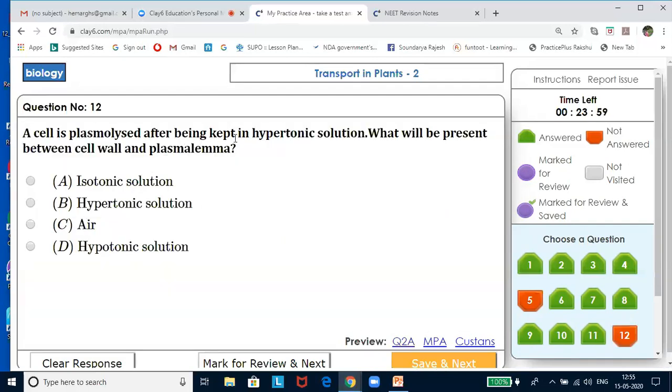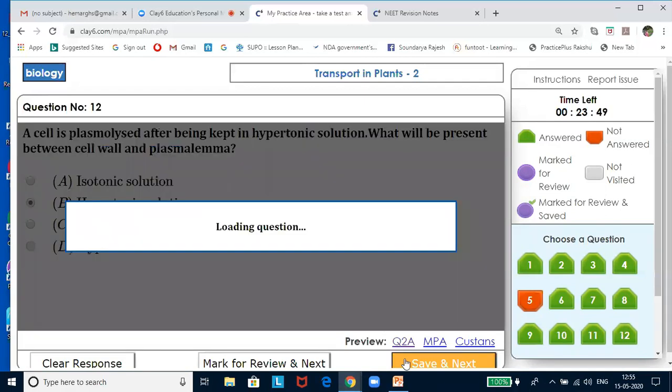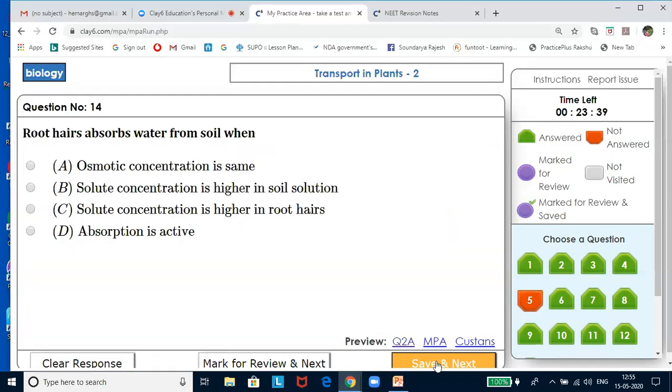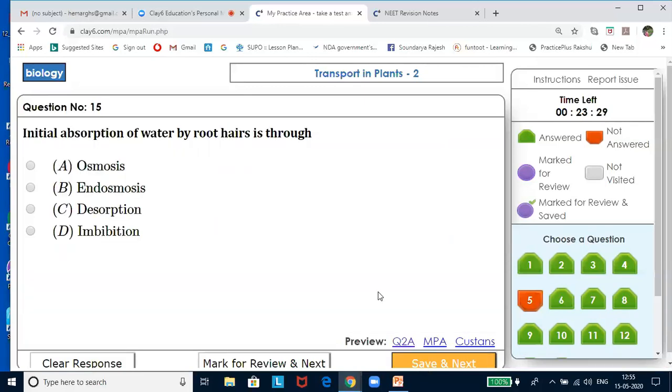A cell is plasmolysed after being kept in hypertonic solution. What will be present between cell wall and plasma lemma? It will only be the hypertonic solution. Now DPD is equal to OP minus TP, or it could also be wall pressure. Root hairs absorb water from the soil when soil solute concentration is higher in root hairs. Initial absorption of water by root hairs is through imbibition.